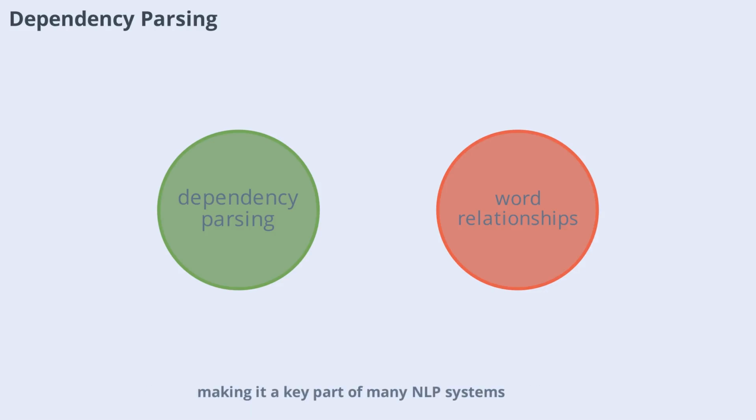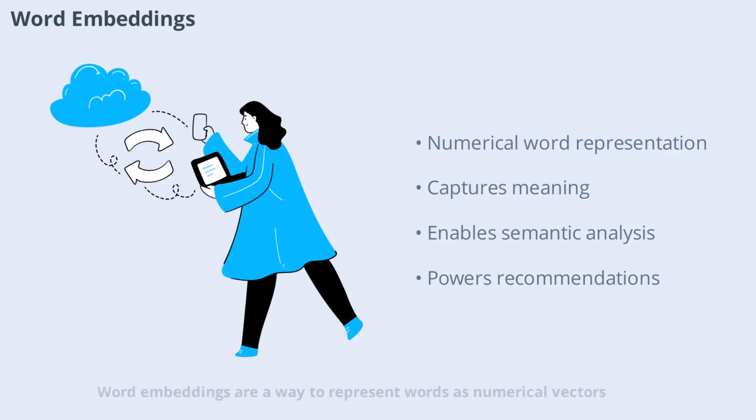This method is especially useful for understanding meaning and extracting relationships, making it a key part of many NLP systems. Word embeddings are a way to represent words as numerical vectors, capturing their meanings and relationships. Techniques like Word2Vec and GloVe map words into a high-dimensional space where similar words are close together. This allows NLP systems to understand context and semantic similarity, powering applications like search, recommendation, and sentiment analysis. Word embeddings have revolutionized NLP by enabling machines to grasp subtle differences and similarities between words.